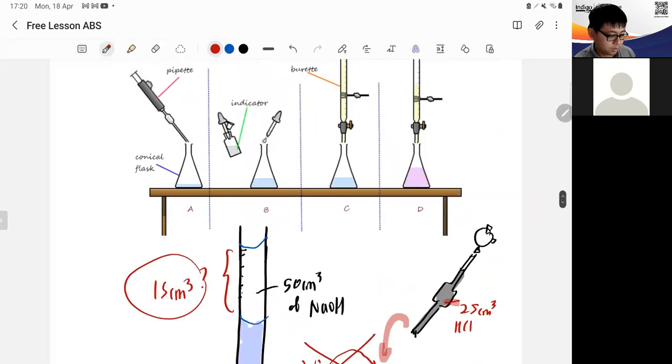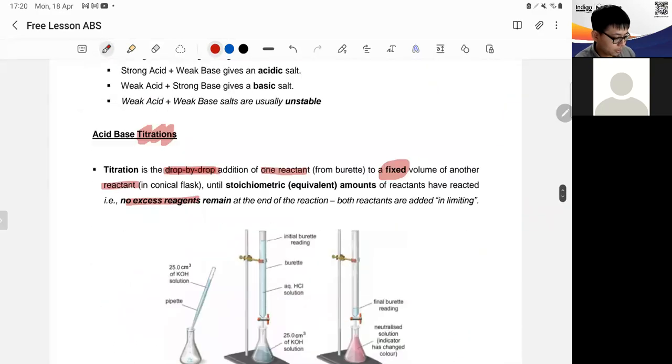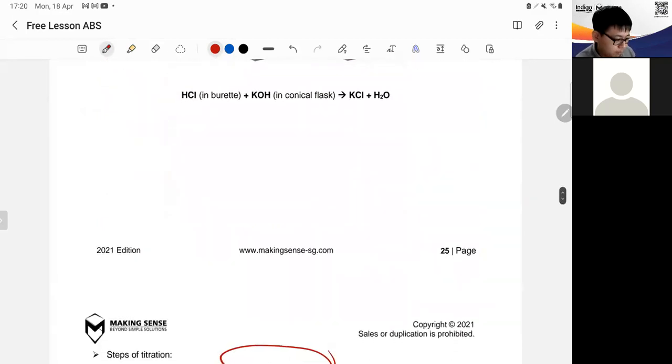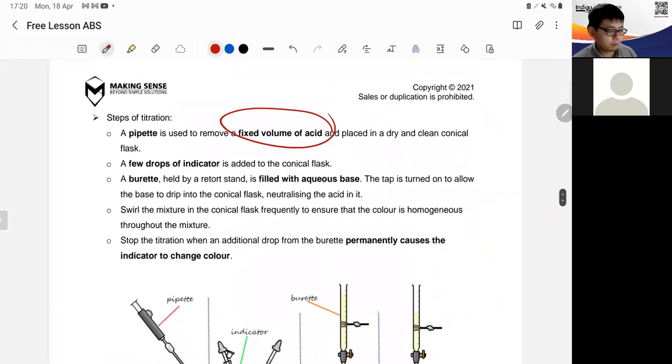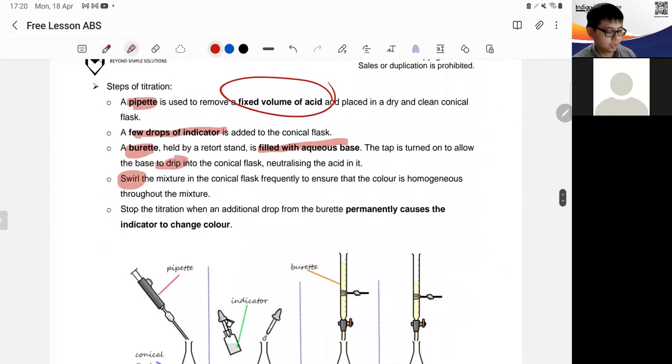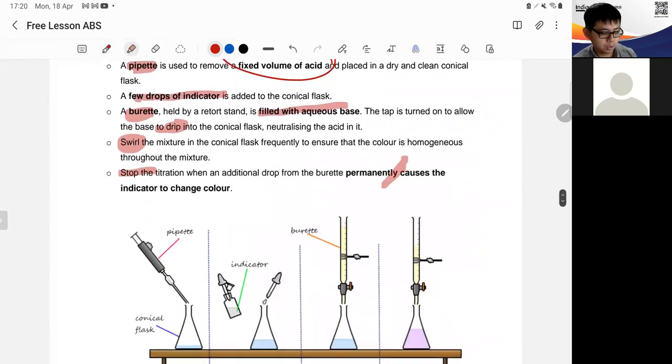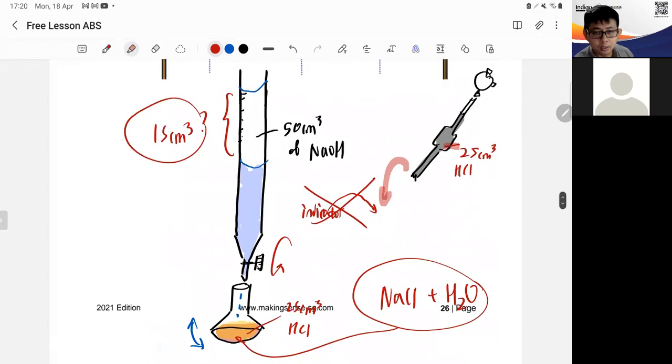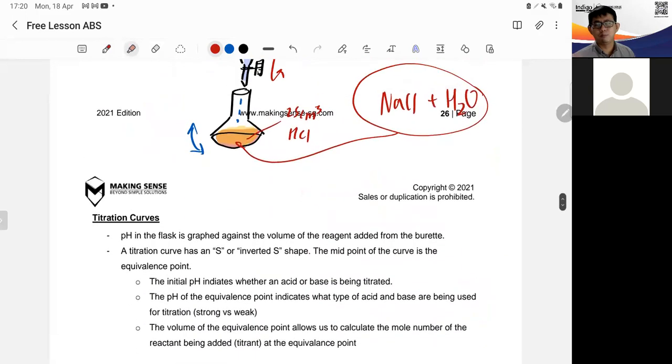Let's go through the motions again. Can you see? Burette, pipette. This is what I drew. Hopefully the drawing helps you remember. The pipette can only deliver a fixed amount, with an indicator. Then I have the burette, which I fill with the base. I let it drip and swirl it, and then stop when there's a permanent color change. I repeat it without the indicator to ensure purity of the sample. So that's an experimental procedure.